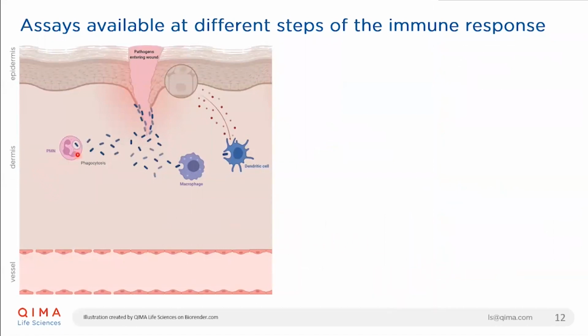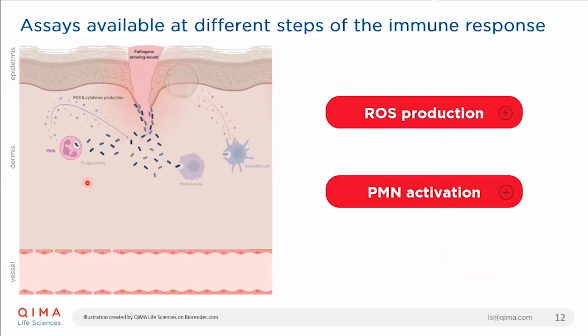Besides their primary function as phagocytes of the innate immune system, there is increasing evidence that PMN may also play an important regulatory role as mediators of inflammation via the production of ROS, reactive oxygen species, and cytokines in response to infection.